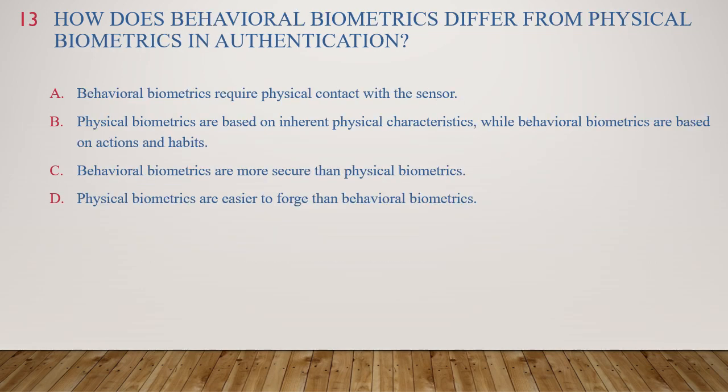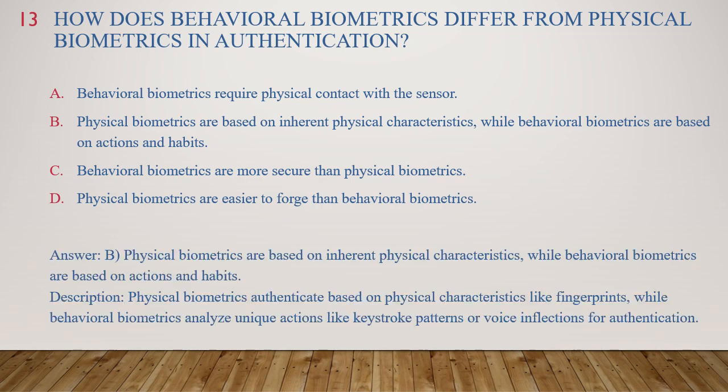Question number 13. How does behavioral biometrics differ from physical biometrics in authentication? A. Behavioral biometrics require physical contact with the sensor. B. Physical biometrics are based on inherent physical characteristics, while behavioral biometrics are based on actions and habits. C. Behavioral biometrics are more secure than physical biometrics. D. Physical biometrics are easier to forge than behavioral biometrics. The correct answer is B. Physical biometrics are based on inherent physical characteristics, while behavioral biometrics are based on actions and habits.